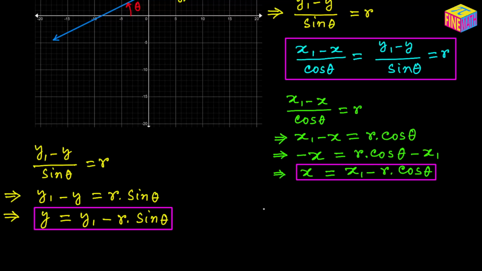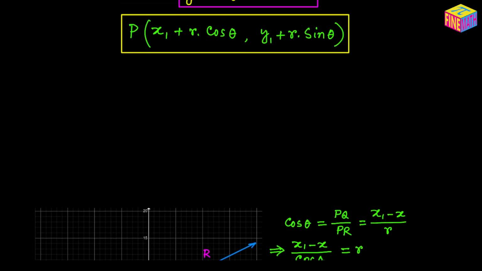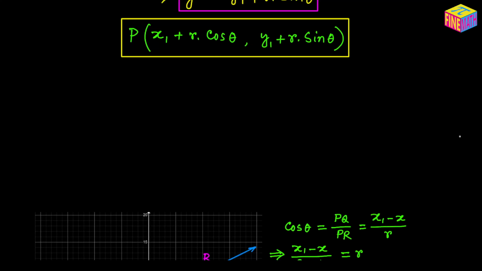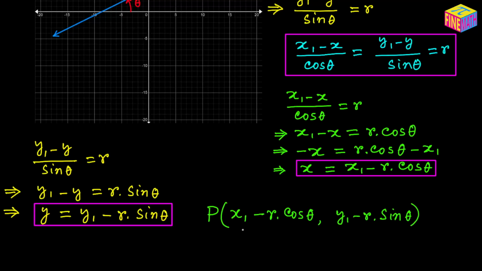So in this situation, what would be the coordinates of P? Well, we can say P's coordinates can be written like this: (x₁ − r cos θ, y₁ − r sin θ), the x coordinate and the y coordinate. But previously we saw that the coordinates of P came out to be x₁ + r cos θ and y₁ + r sin θ. And here we are seeing a minus sign. Well, then can we conclude that this will be plus or minus depending on the position of P with respect to R? So now I am going to change this to a plus or minus.